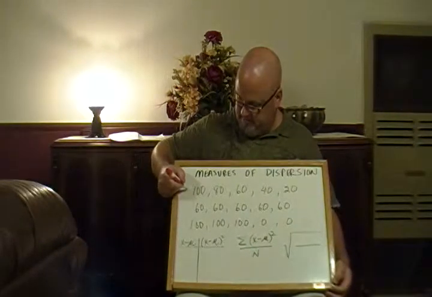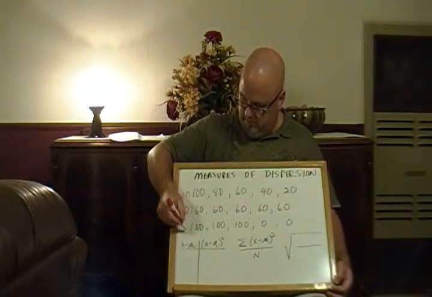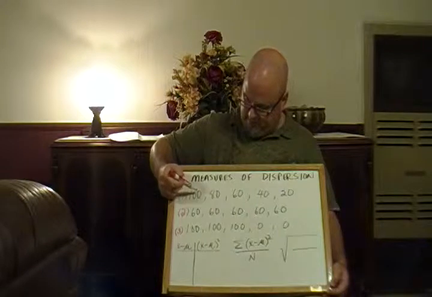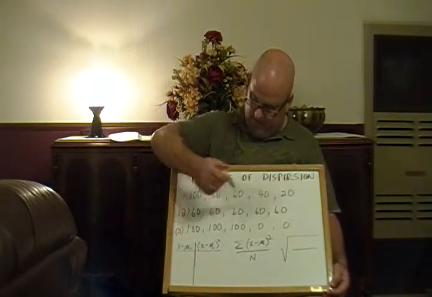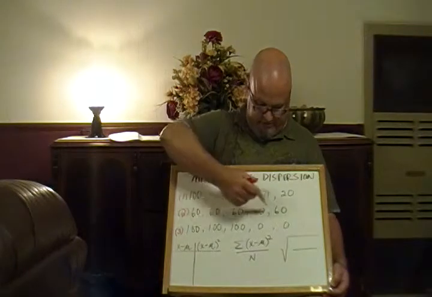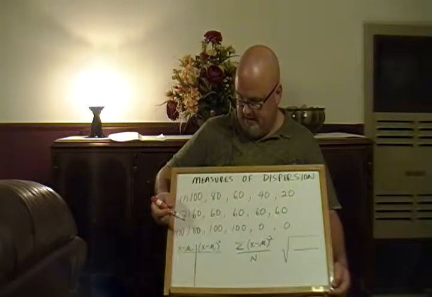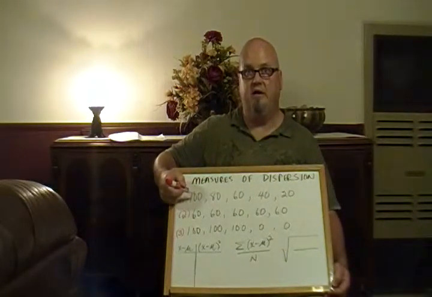Look at these three different sets of data here. Your quiz grades in this case were 100, 80, 60, 40, 20. Here this student got all 60s. This student got three 100s and two zeros. As you can see, these three sets of data look very different.